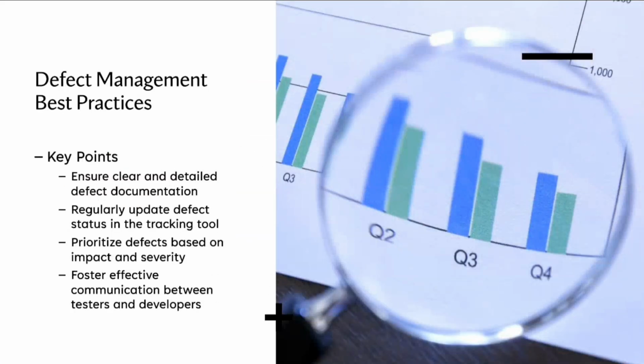Now we have some defect management best practices. Why is defect management needed? It is clear documentation where we get to know about known errors and critical errors, we can regularly track defect status, and we can prioritize defects based on severity and priority. It is also a way to communicate between the different teams, the development team and the testing team. That's why defect management is needed, and there are some best practices.